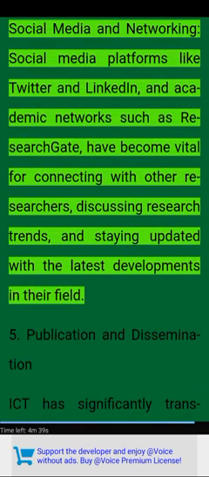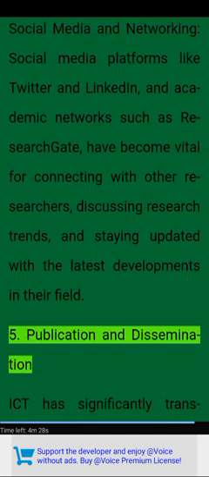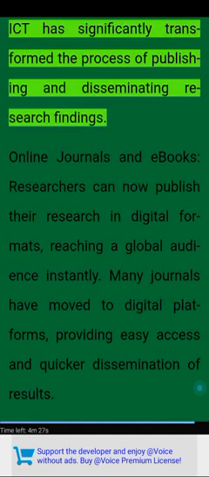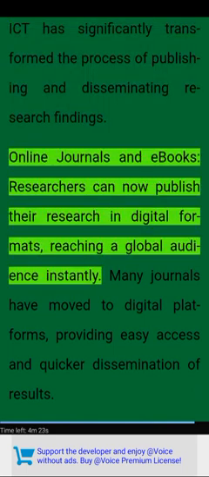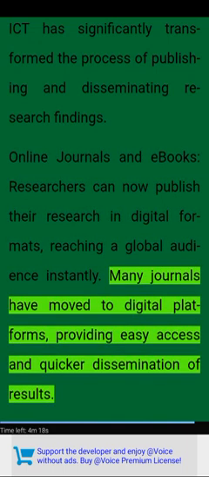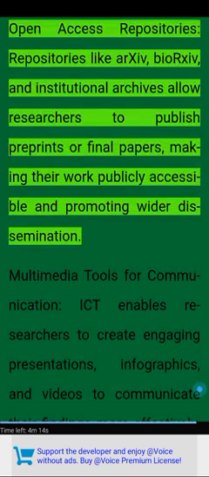Social media and networking: social media platforms like Twitter and LinkedIn, and academic networks such as ResearchGate, have become vital for connecting with other researchers, discussing research trends, and staying updated with the latest developments in their field. 5. Publication and dissemination. ICT has significantly transformed the process of publishing and disseminating research findings. Online journals and ebooks: researchers can now publish their research in digital formats, reaching a global audience instantly. Many journals have moved to digital platforms, providing easy access and quicker dissemination of results. Open access repositories: repositories like arXiv, bioRxiv, and institutional archives allow researchers to publish preprints or final papers, making their work publicly accessible and promoting wider dissemination.